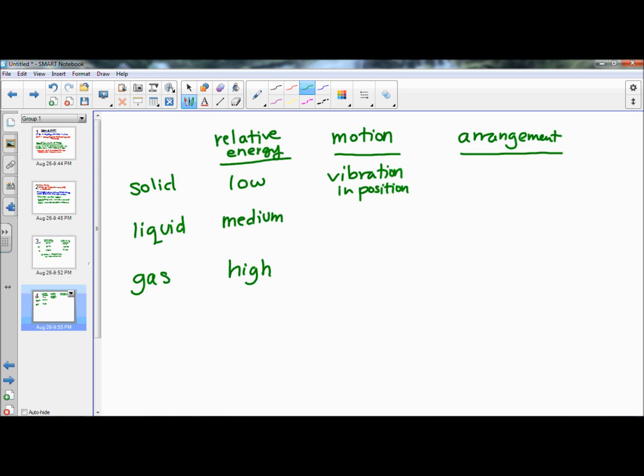If we could look at the particles in a solid, we would see they're vibrating in position. And what does their position look like? They're in a 3D, what we call a crystal, which means they're in rows and columns. So they're highly organized, and they're very closely packed.